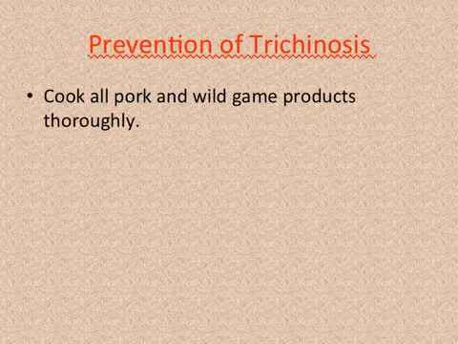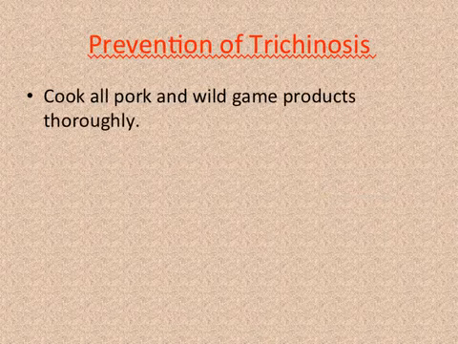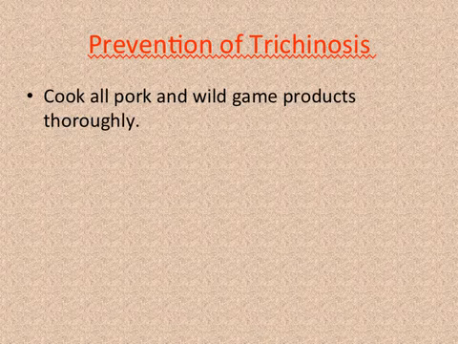Now, how we prevent trichinosis is we cook all pork and wild game products thoroughly. So we need to kill the Trichinella worm. So we need to make sure that pork and wild game, so that's deer, elk, anything that we catch out in the wild, needs to be cooked thoroughly to the appropriate temperature so we kill the trichinosis worm.